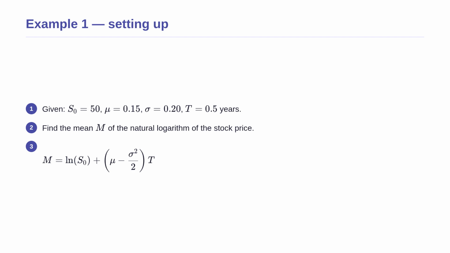Let us see this formula in action with a concrete example. Suppose a stock is currently trading at $50. The expected return of the stock is 15% per year and its volatility is 20% per year. We want to find the mean and the variance of the natural logarithm of the stock price exactly 6 months from today. This will tell us the exact shape and location of the bell curve for the log prices. We start by writing down our given values and setting up the formula for the mean, which we will call M.